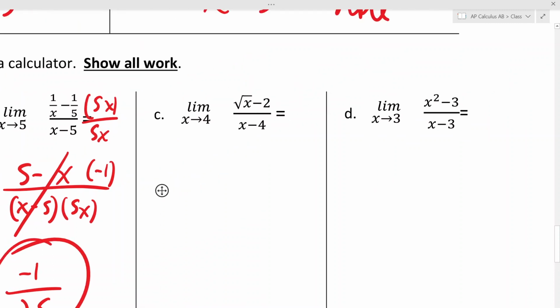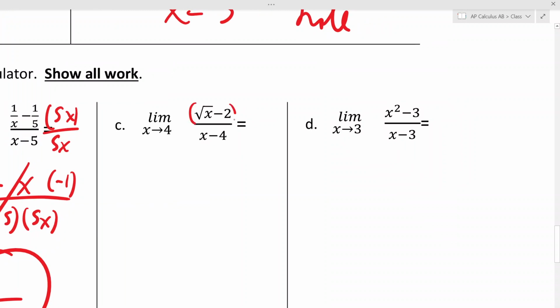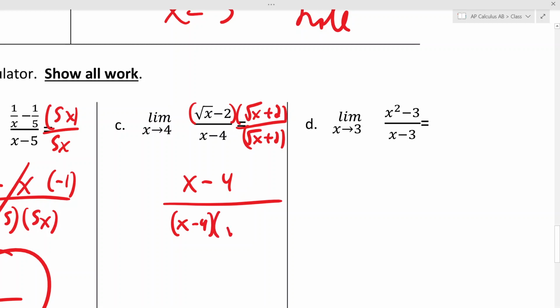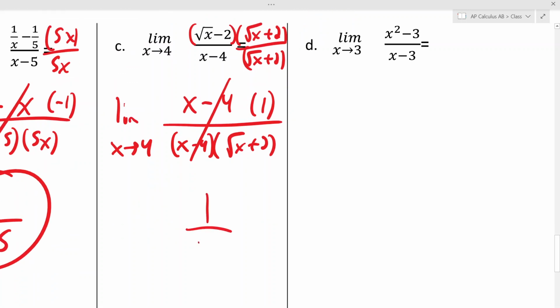This is a square root. When you plug in, you get 0 over 0. We don't want those square roots there, so we're going to multiply by root x plus 2. Boom, boom. That's going to make this a squared minus b squared over x minus 4 times root x plus 2. And we're headed to 4. Those cancel out, leaving a 1, so it's 1 over 4.